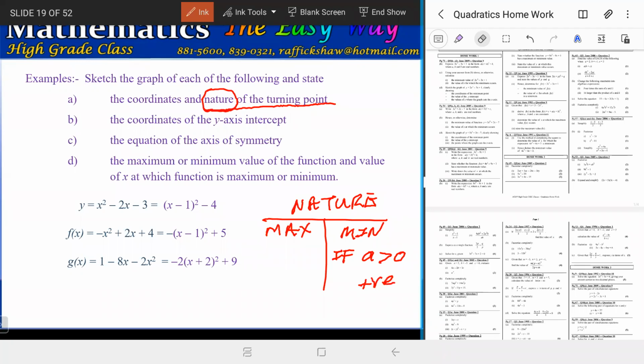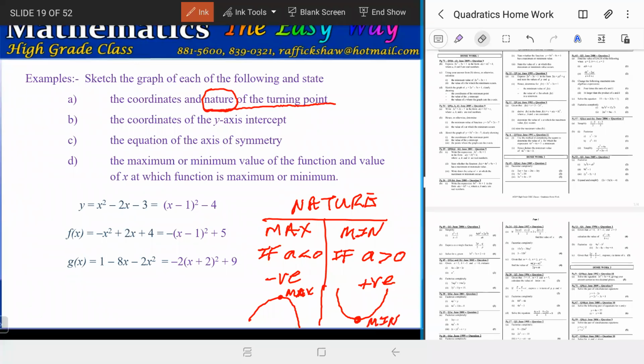And it's a maximum turning point if the a is less than 0, that is, if the a is negative. Remember, when the a is negative, they say the graph feels sad and so it frowns, and when it frowns, it has a maximum point. When the a is positive, the graph feels positive, so the graph smiles. That's just an easy way to remember it. When it smiles, it's going to have a minimum, a lowest point.